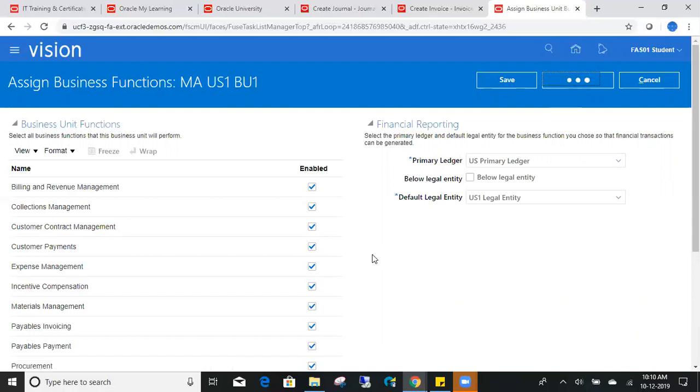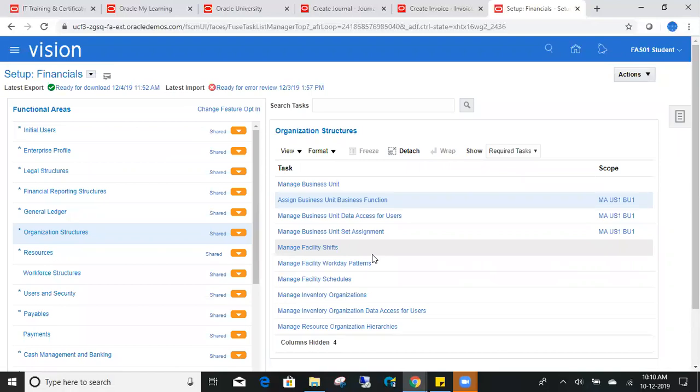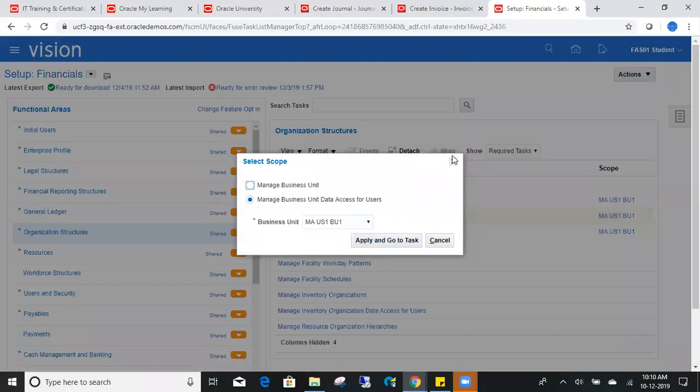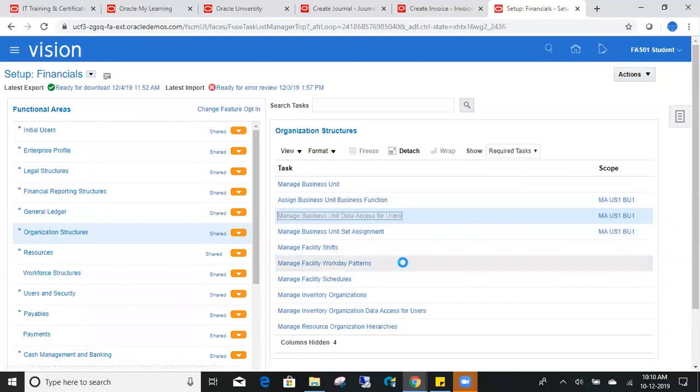So I have given what this business unit can do, which function it has to do. After doing it, the same way we did it in general ledger, right? Giving data access. The same way you have to give data access to your respective user. Then only you are able to access.